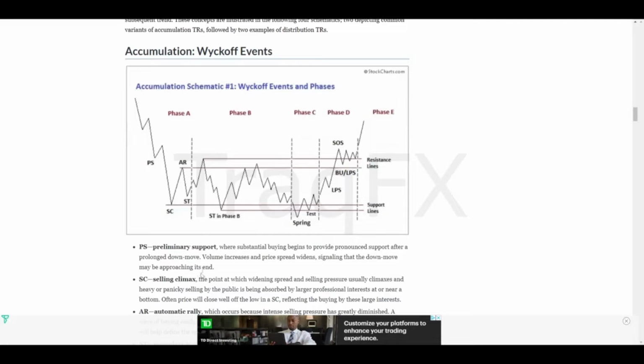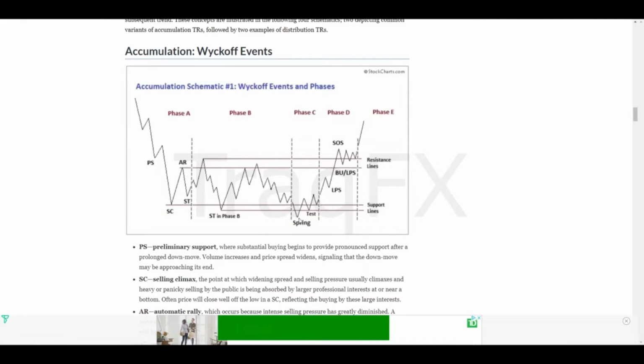Now this is where things can get confusing. We have the STB, but that doesn't mean there's only going to be one. Sometimes you're going to see multiple secondary tests in phase B before you see a spring. I'll get into that later. So we have that secondary test in phase B, clearing out all that money below, and then the market just consolidates a bit, and then we have the final spring.